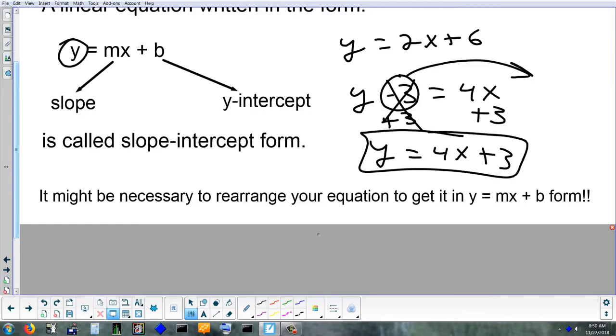So you might have to do something like that. You could also have a number with y, like I could have put a 2 with it, and then you would have had to divide 3 by 2. But the point is you got to get y alone.